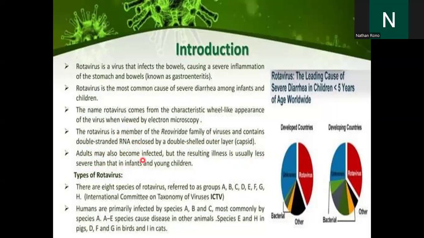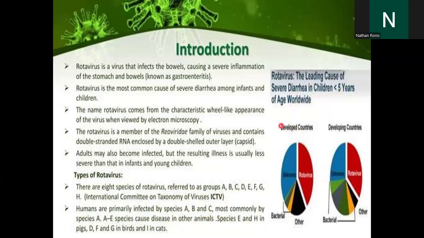So we have so many serotypes or species of rotavirus: A, B, C, D, E, F, G, H. But the ones most common to human beings are A, B, and C. These are the ones that we're really interested in. E, H are in pigs, D, F, G are in birds, I are in cats. So we're interested in species A, B, and C. It is the leading cause of severe diarrhea in children less than 5 years of age worldwide.